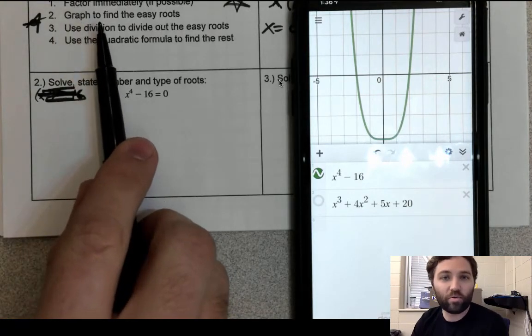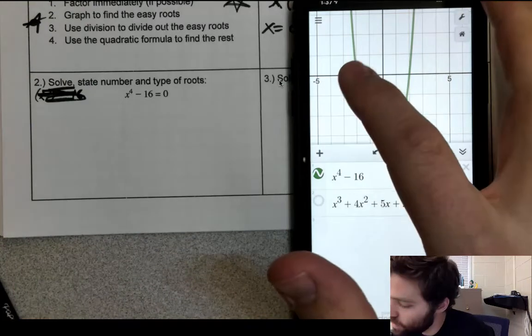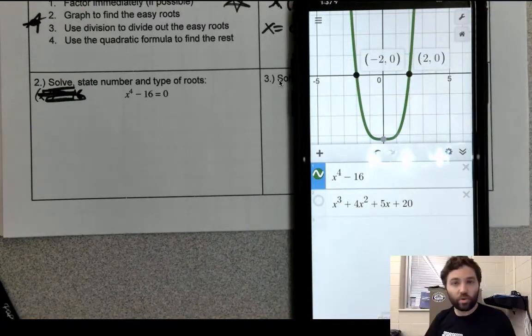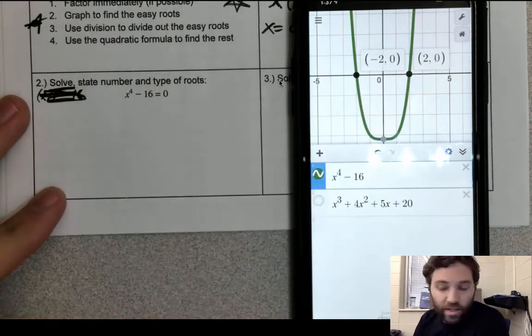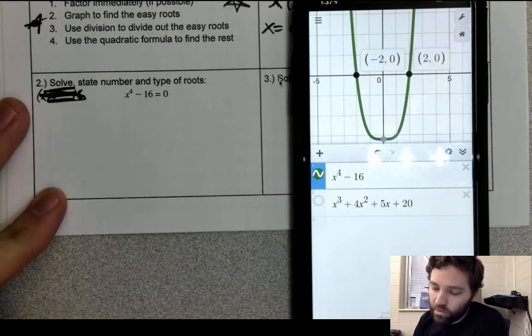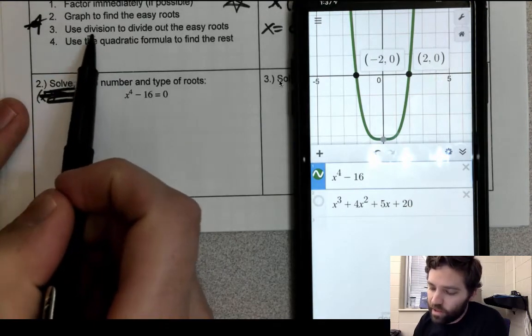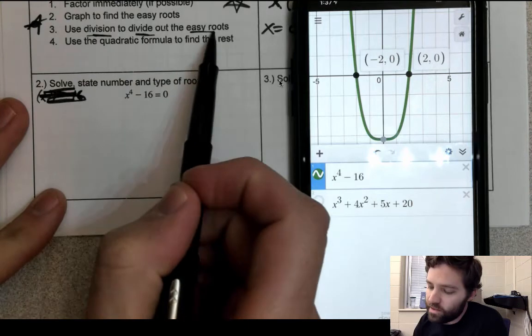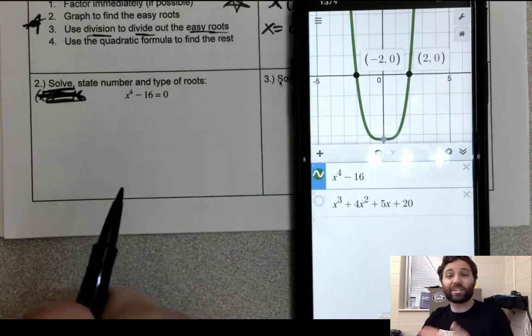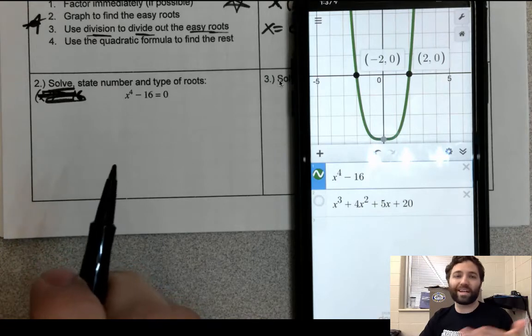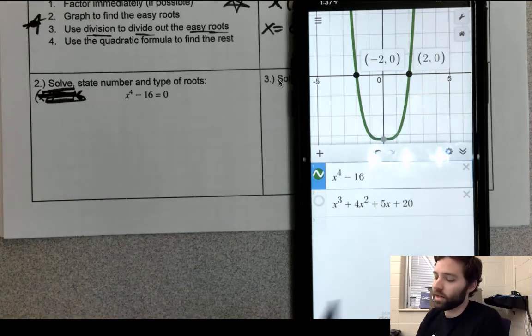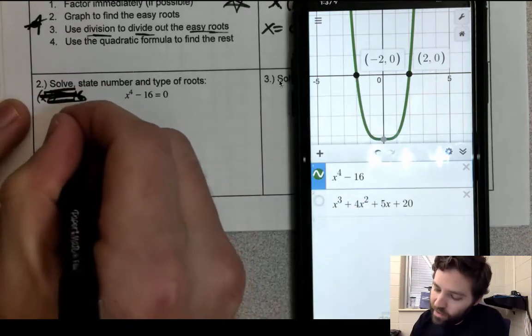So let's say you missed that step 1 is applicable. You go to step 2, graph to find the easy roots, and you see that, oh hey, negative 2 and 2 are solutions, are zeros of the function. So what you can do then is immediately factor out the easy roots. Okay, so this is on to step 3 here, where we're going to use division to divide out the easy roots. The easy roots are integer roots, numbers like negative 7, negative 5, negative 2, 0, 1, 8, 3. Those are integers, right? So I'm going to take negative 2. I'm going to divide that out first.